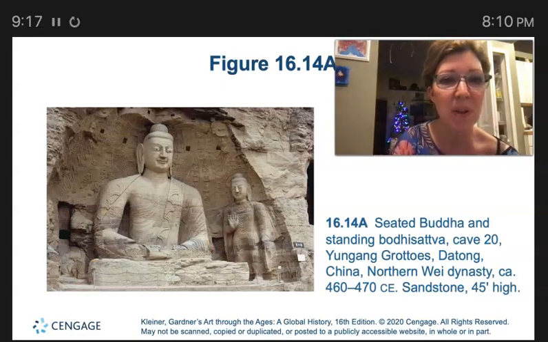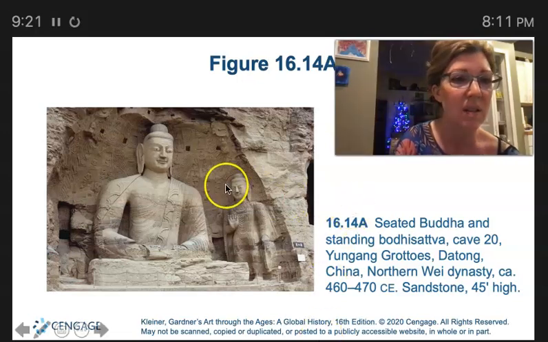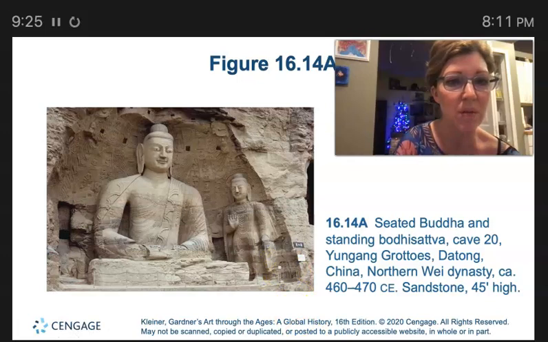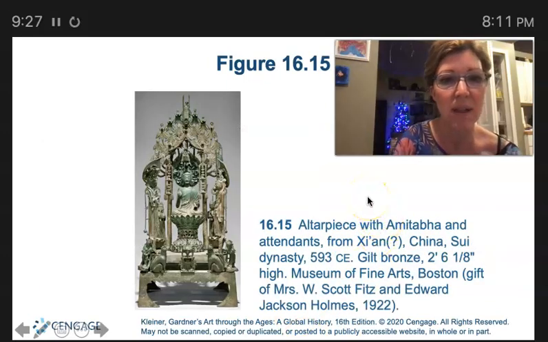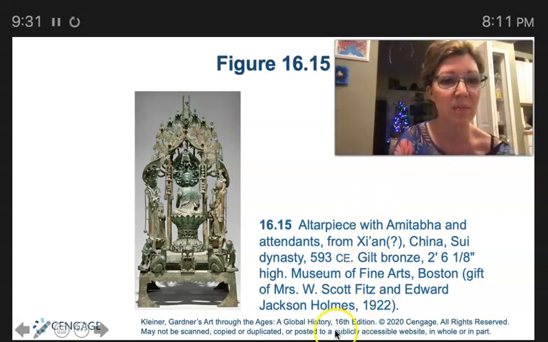Okay, seated Buddha. This is at Datong. Incredible rock-cut sculptures. An altarpiece. Amitabha.